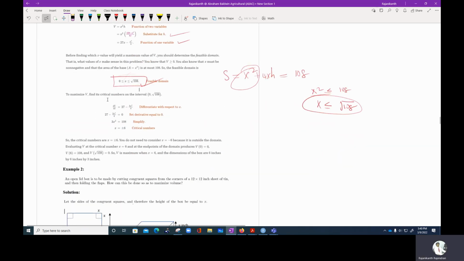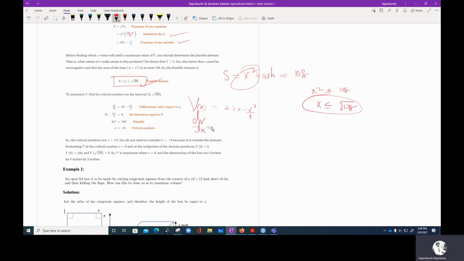Now after that, find the maximum, the relative maximum of the function you studied, right? First you need to find the first derivative. Remember my function is now not f(x), instead I have V(x). My V(x) function is now 27x minus x cubed over 4. So find the first derivative.